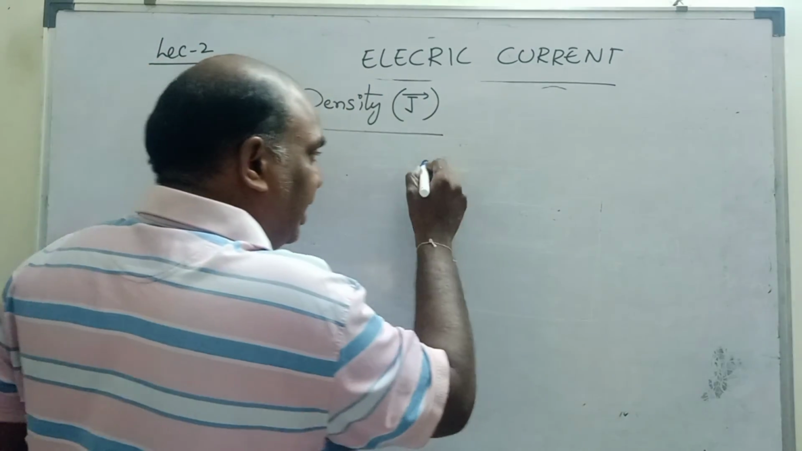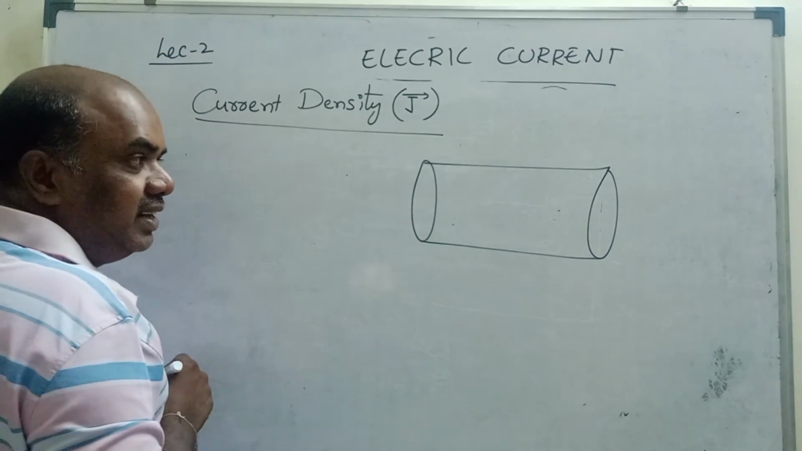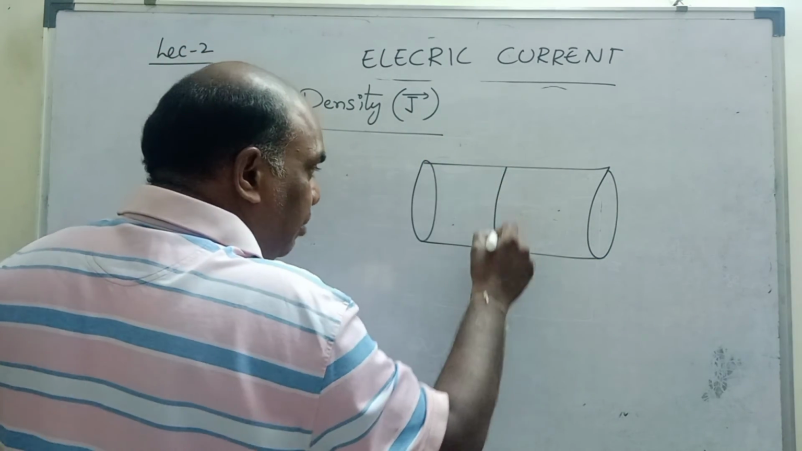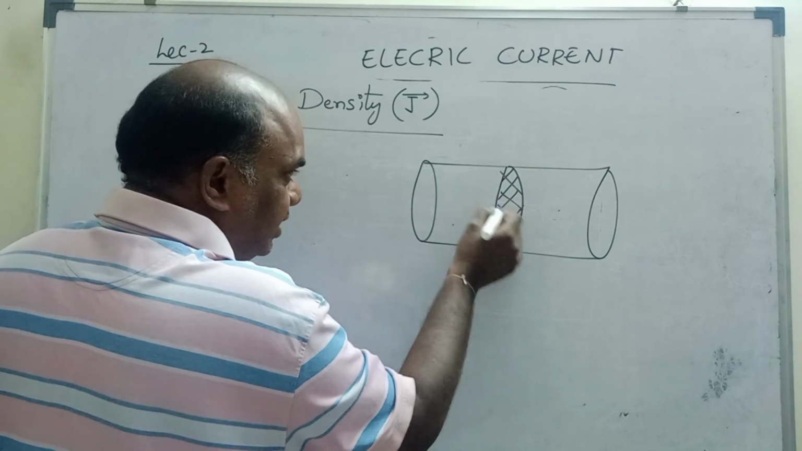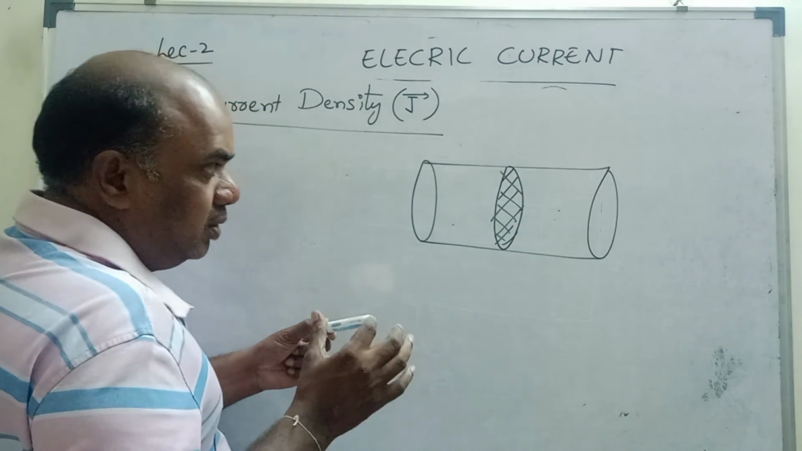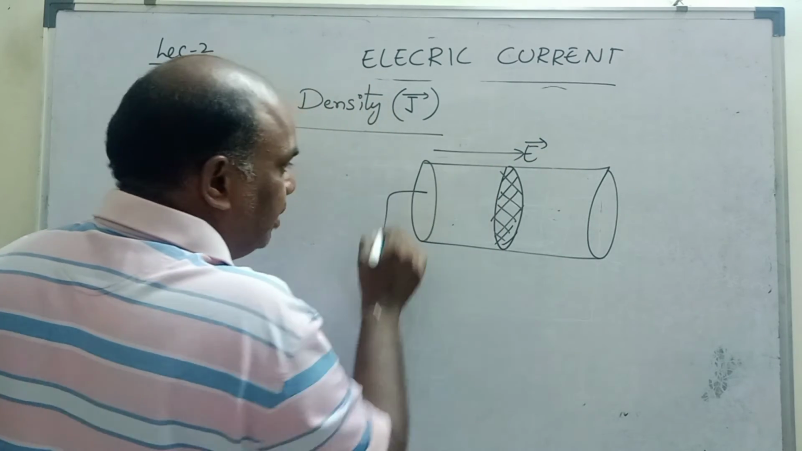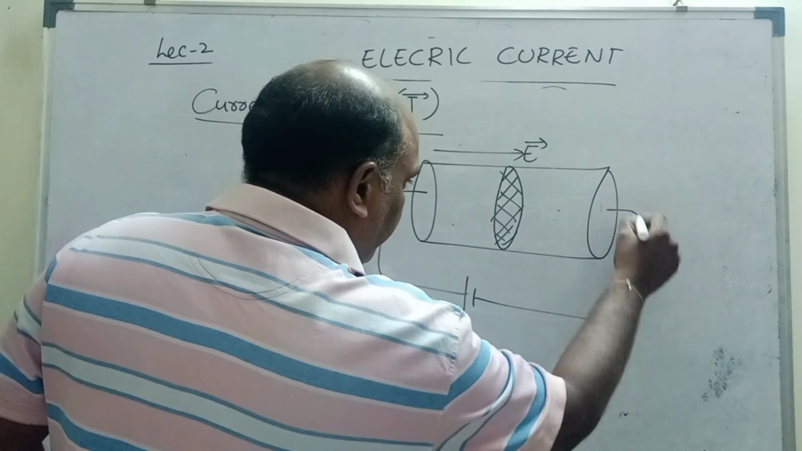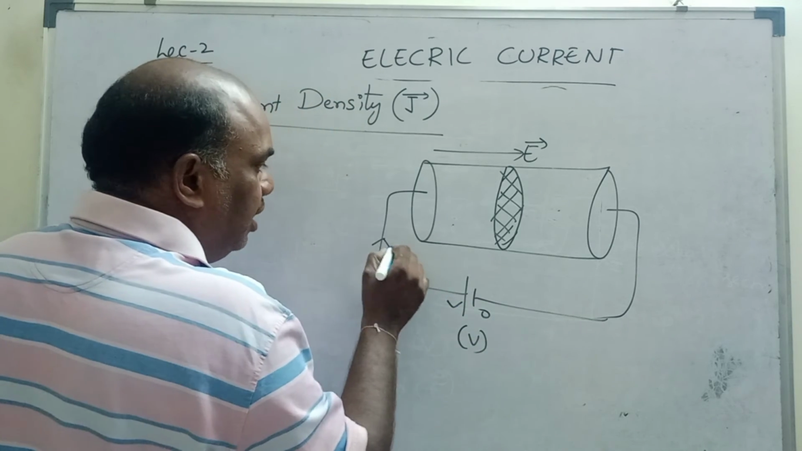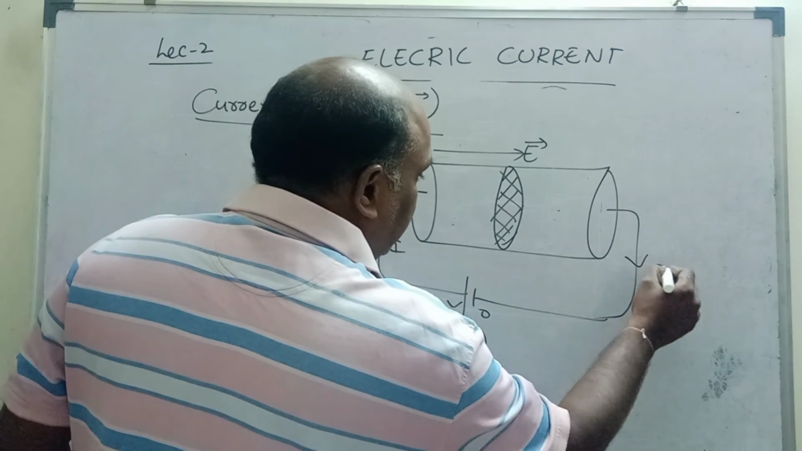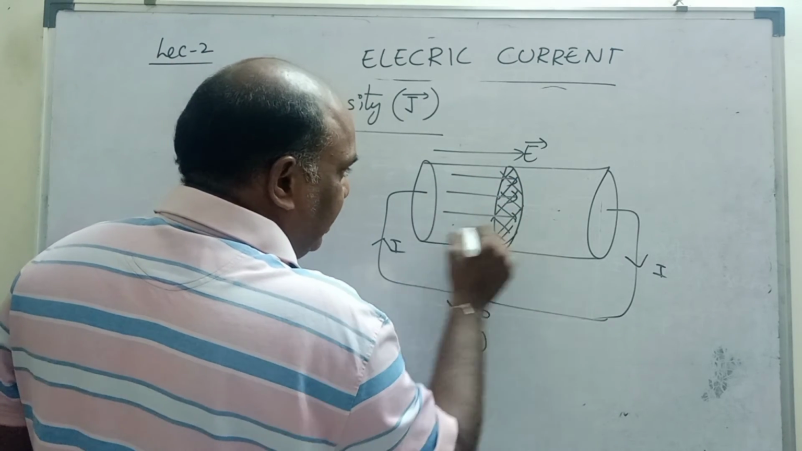Again, take a cylindrical conductor. This is a cylindrical conductor. This is the area, the area of cross section, which is nothing but the thickness. This is the electric field, in this direction. That means the battery is connected like this. This is 0, this is V. The potential difference is V. Current flows in the battery from higher potential to lower potential. This is the current direction, children. This is current I.